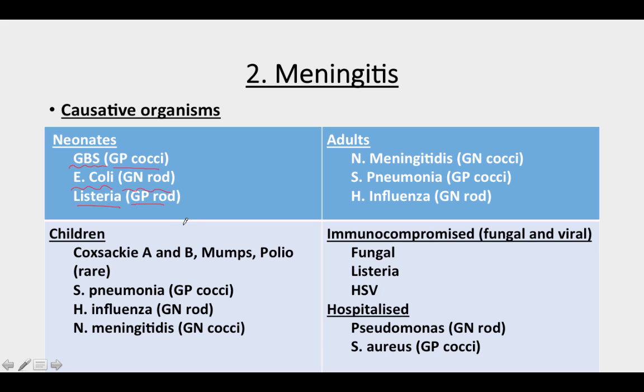In children, actually, viruses are often the biggest cause. So viral meningitis is a very common entity. So the Coxsackie viruses, mumps, and polio now is so rare it's almost eradicated. But then you have to be considering the bacterial infections, so strep pneumonia, Haemophilus influenza, and Neisseria meningitidis.